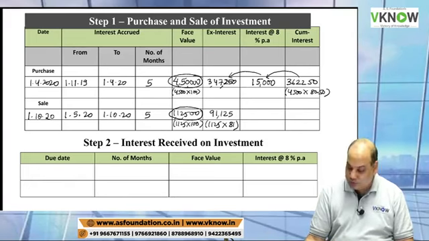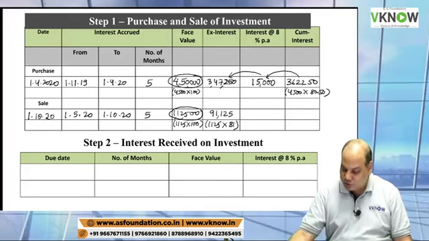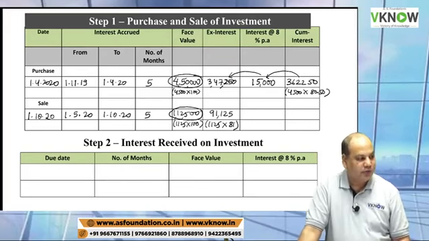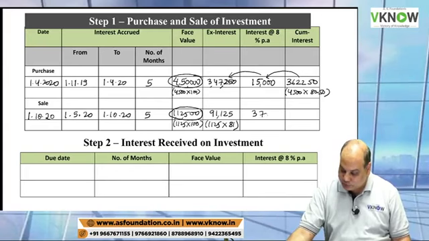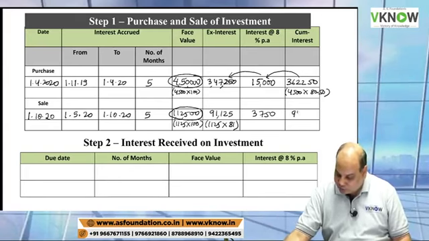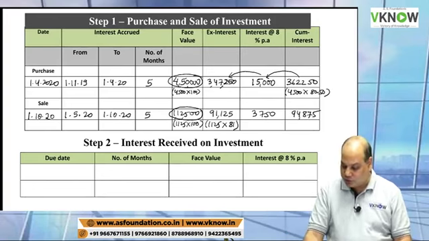Anybody for interest? Come on, interest. 1,12,500 into 8% into 5 by 12 is 3750. So the interest amount will be 94875.